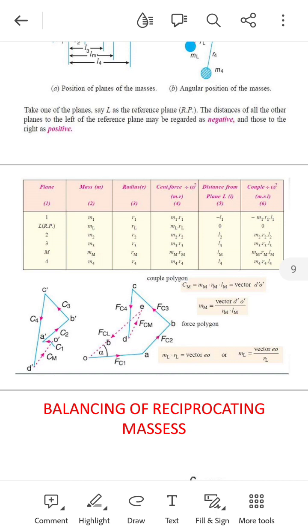Draw the diagrams: the force polygon diagram and the couple polygon diagram. For the force polygon diagram, the values are taken from the table, that is, the centrifugal forces, and for the couple polygon diagram, the values are taken from the table of couples. Draw the diagrams and find out the unbalancing masses.